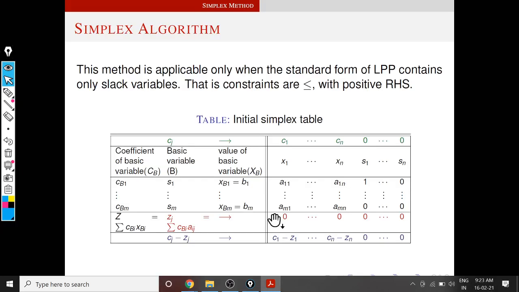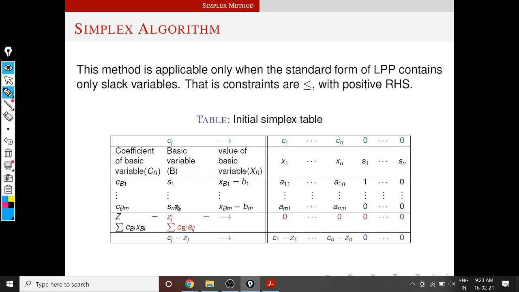Okay, now the simplex method is discussed here. This is the initial simplex table. By setting slack variables as basic and other variables as non-basic. So initially, all the basic variables are slack variables.